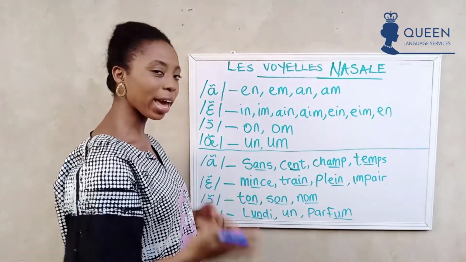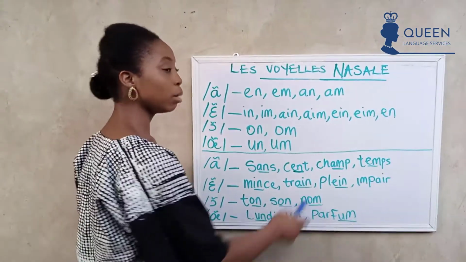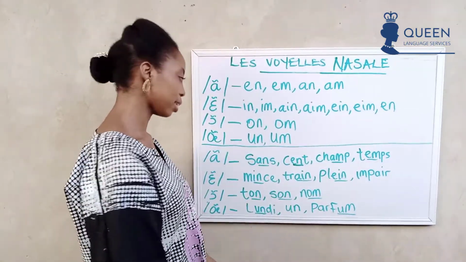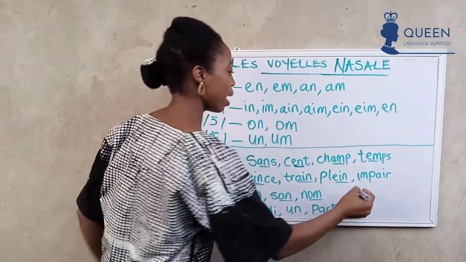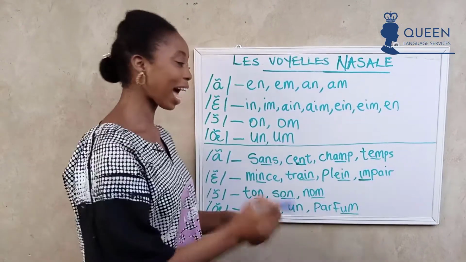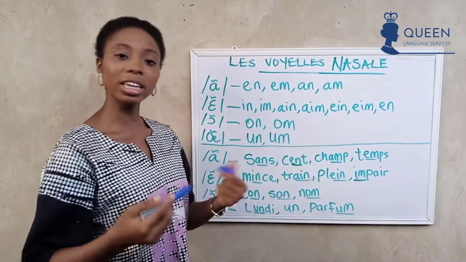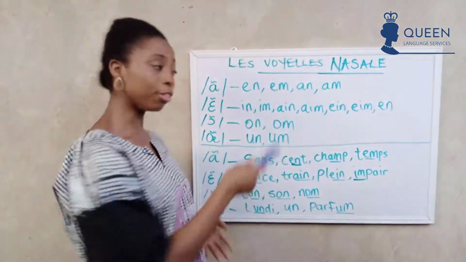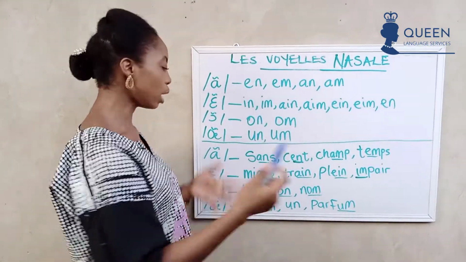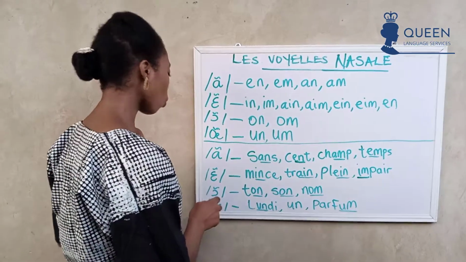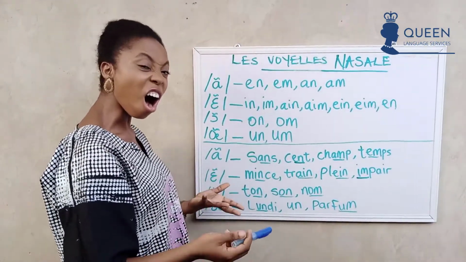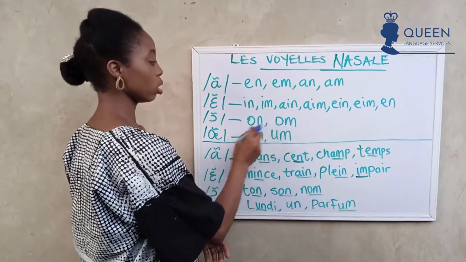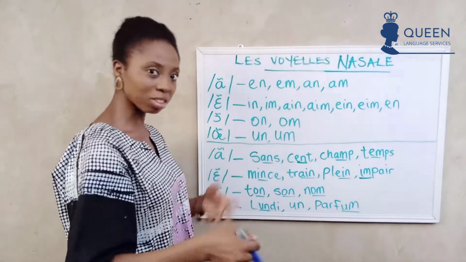Can we hear the sound? So plein means plain, like plenty, full. Exactly. We have impair. Can we see the im variant of this sound? So let's move on to the next one. Majorly you find them in these two variants most times in words.